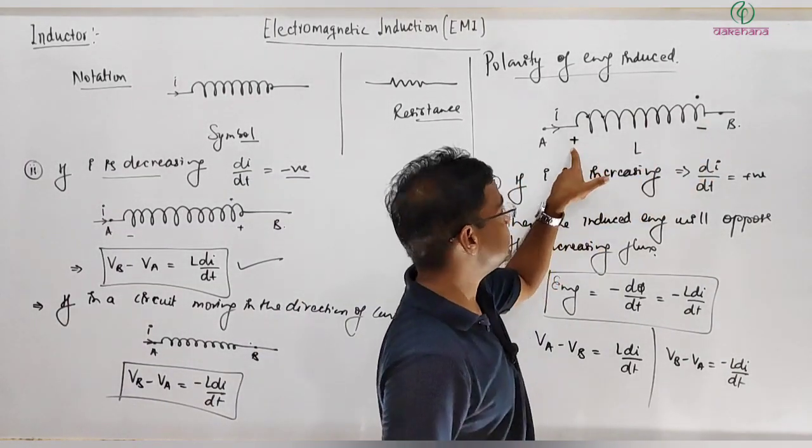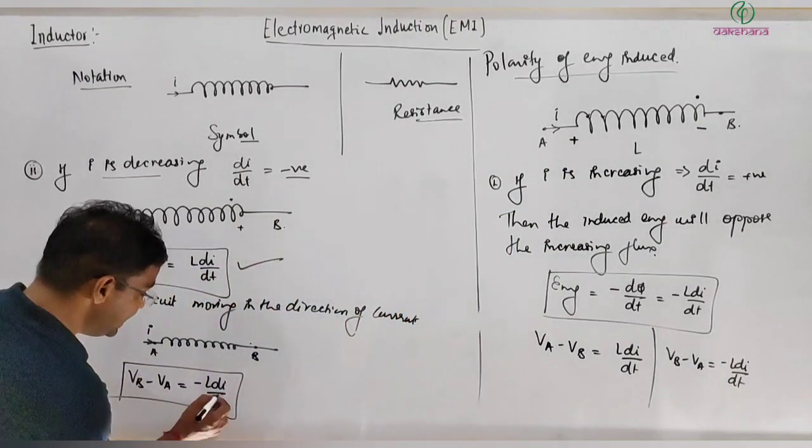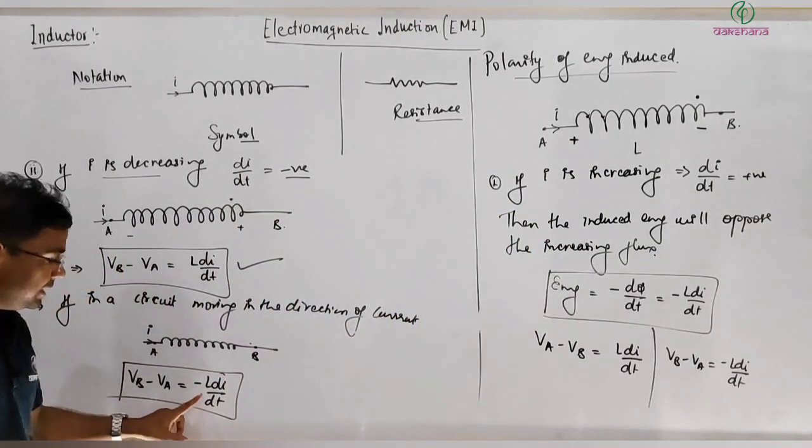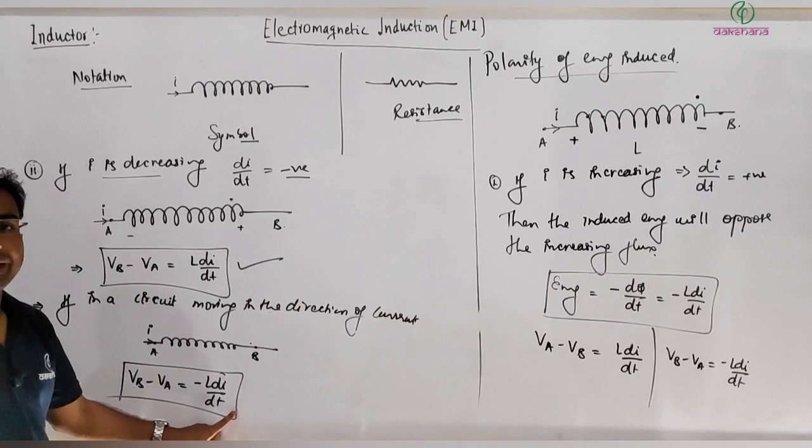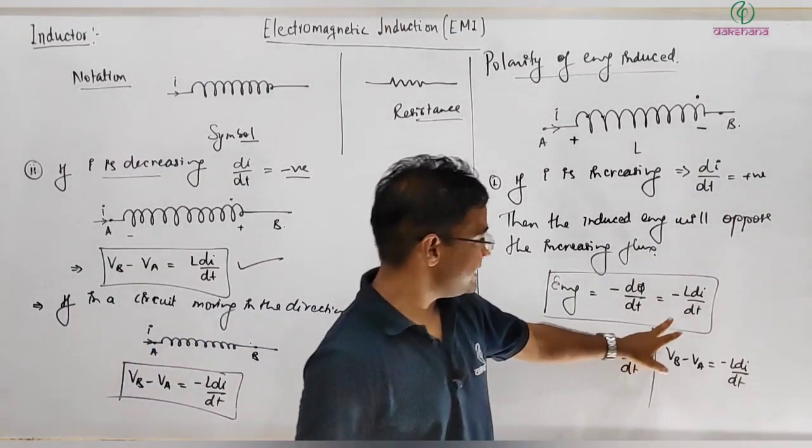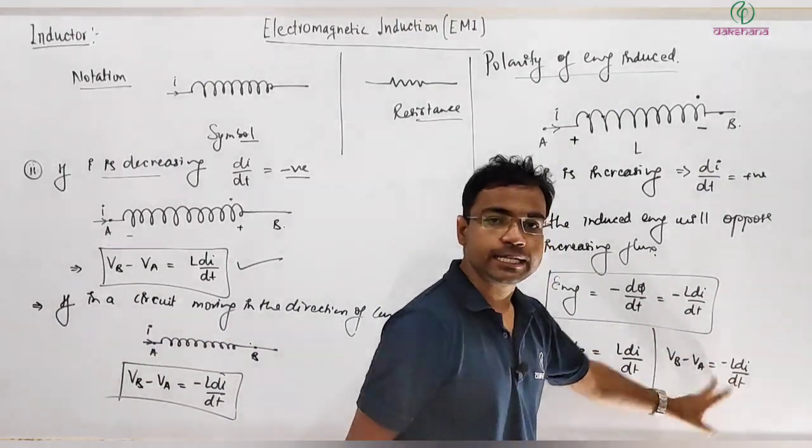So lower potential minus higher potential should be negative. So if di by dt here is positive, then you can see this quantity is coming out to be negative. So it's satisfying exactly this condition. Clear?